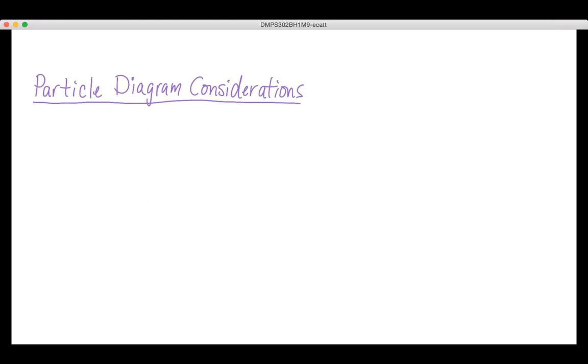So I'm going to start with some of the first things we discussed with particle diagrams back in Unit 1. These are just things that anytime you draw a particle diagram, you want to make sure that you're thinking about and including in your diagram. So first thing I would say is that you're thinking about the type of particle.